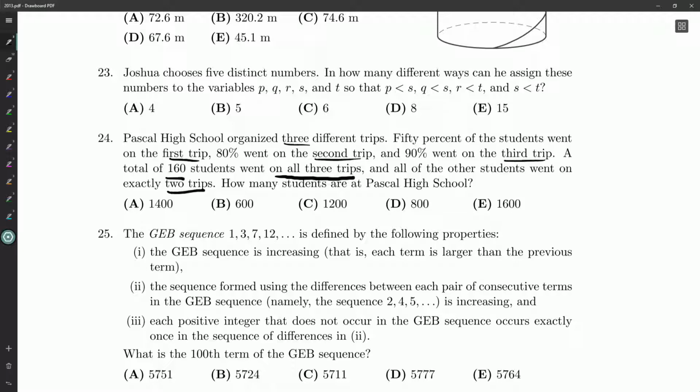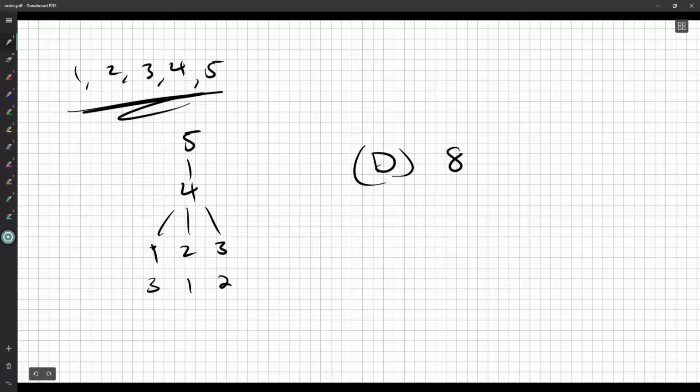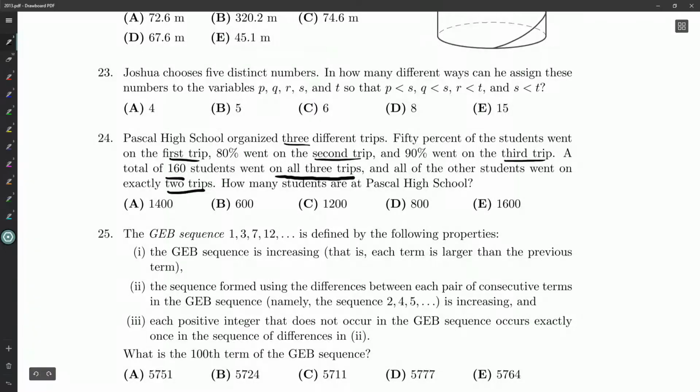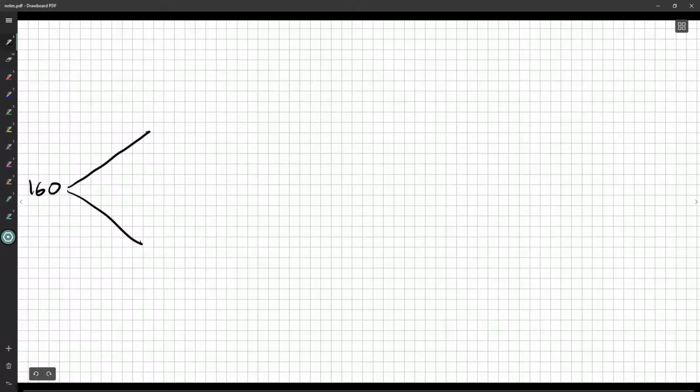So this is sort of a question we could do with a counting tree or maybe a Venn diagram. Just because I'm used to it a bit more, I'm going to do this with a counting tree. So I'm going to break up my students. I know I have a total of 160 students. Was it 160 students? No, we don't know the total. That's the thing we're trying to find out. 160 students that went on all three.